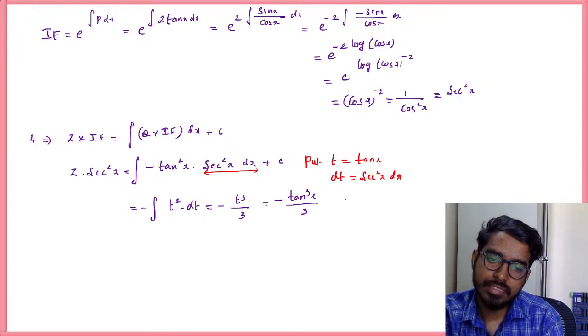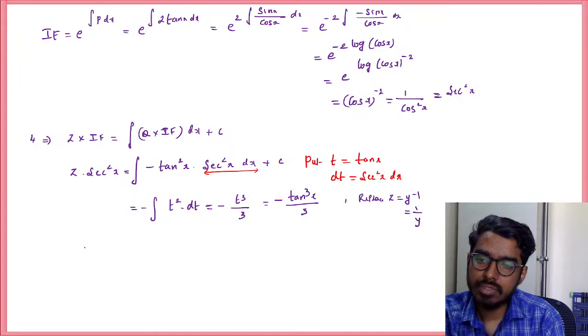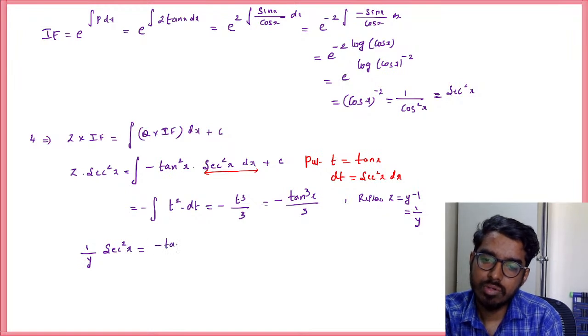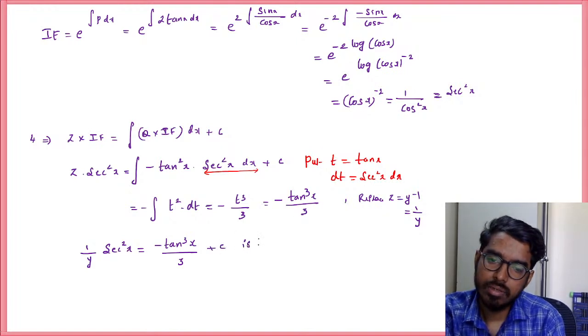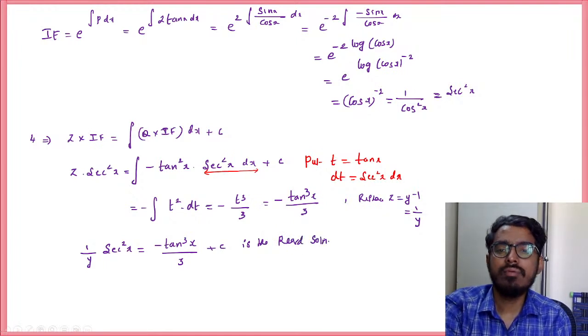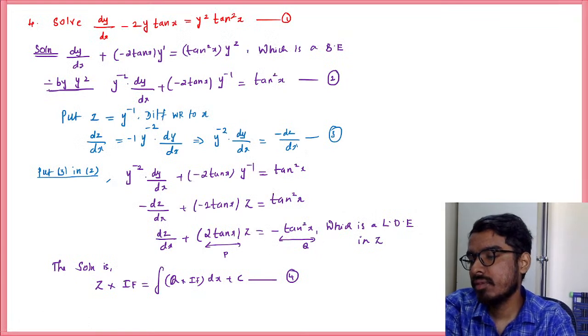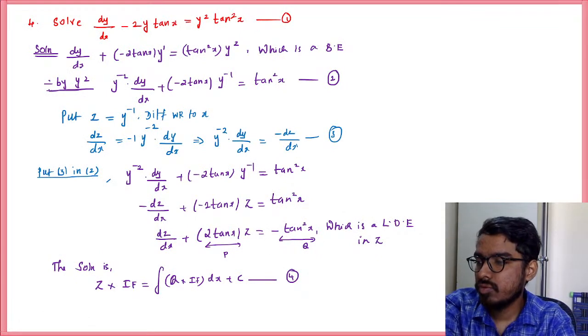So replace z is equal to y power minus 1, that is 1 by y. So that means 1 by y secant square x is equal to minus tan cube x by 3 plus c. Right? That is the required solution. All also very easy. If you understand the procedure, you can do any problem yourself, right?